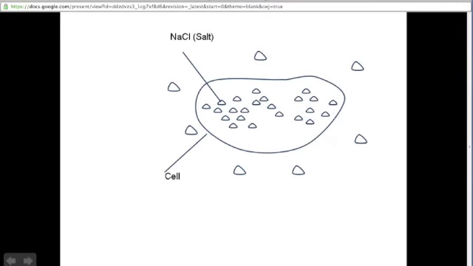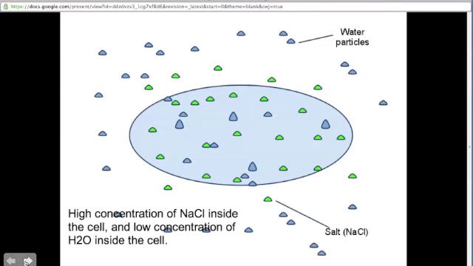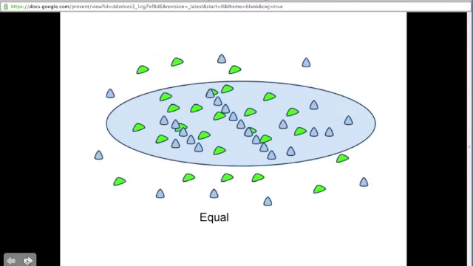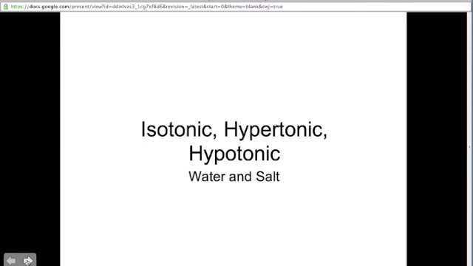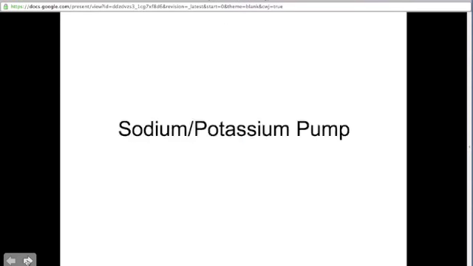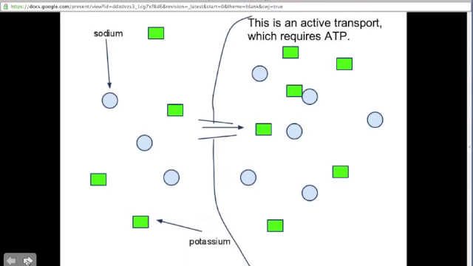So diffusion is a kind of passive transport which doesn't require any energy, no ATP. Osmosis is also a kind of passive transport which doesn't require ATP. Facilitated diffusion is passive transport, it's just through protein channels. And sodium and potassium pump, these are active transports which require ATP.